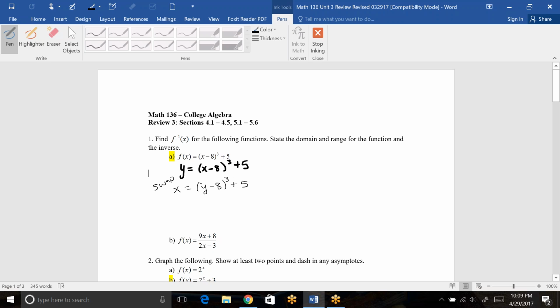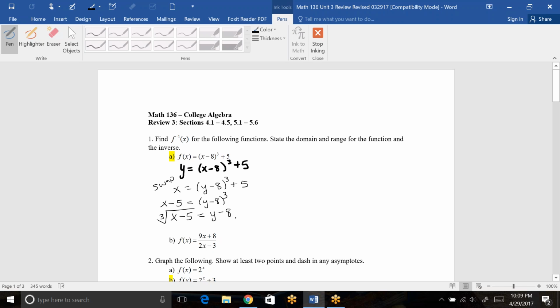So we want to resolve this for y, which means we have to get everything away from it, just as if we were solving for any variable. So we're going to subtract over the 5. And then we can't add the 8 yet because it's all under this cube symbol. So we're going to have to take the cubed root of both sides. We do not need to write a plus or minus here because that only happens if you take an even root.